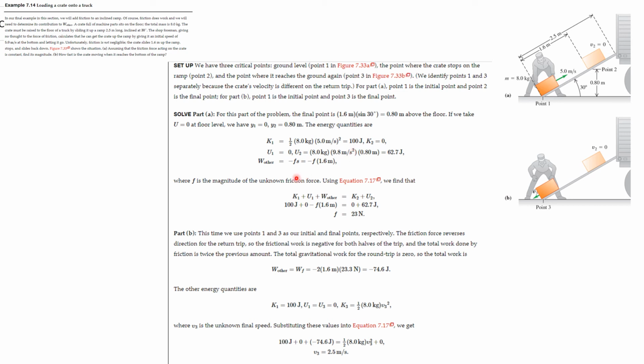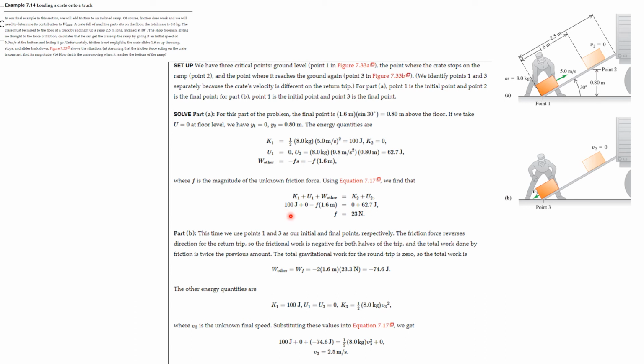And then the work other is going to be minus the force of friction. We're trying to move against the force of friction times s. So this is going to be minus f times a distance of 1.6, because it acts all the way along the ramp. Let's look at the overall equation then. We add the initial kinetic energy, the initial potential energy, and the work other, and that is going to be equal to the final kinetic energy, the kinetic energy at point 2. It stops, and the potential energy is increased by that.